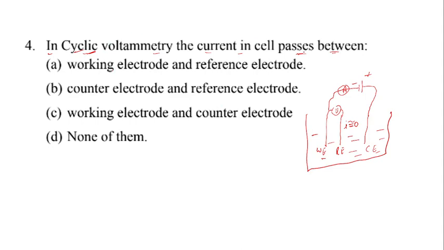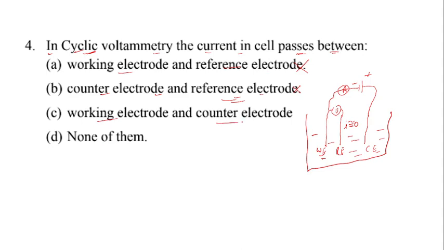Now what will be the option? In cyclic voltammetry, does the current in the cell pass between working electrode and reference electrode? No. It is already explained here, because current is approximately 0, so that we can maintain constant potential between the working electrode and reference electrode. Then counter electrode and reference electrode? No, in a reference electrode current will never flow. So these two options are automatically incorrect.